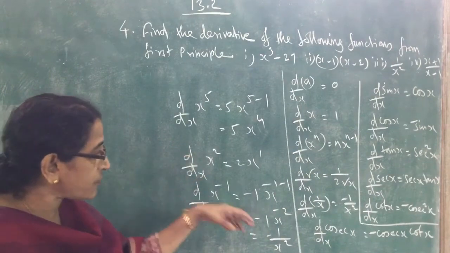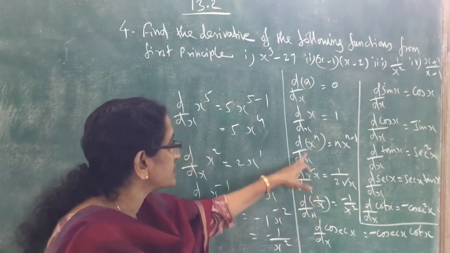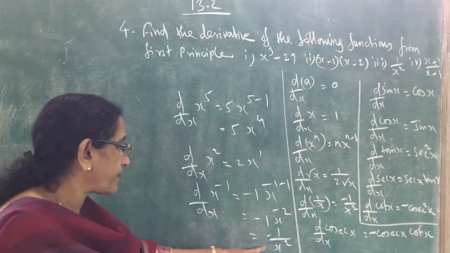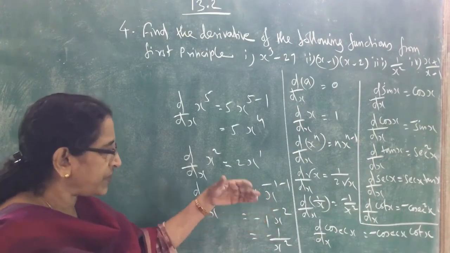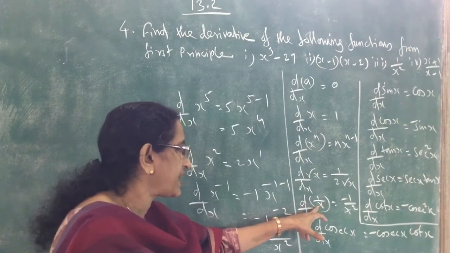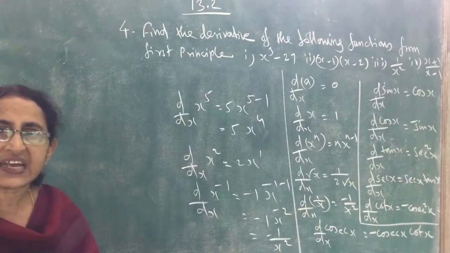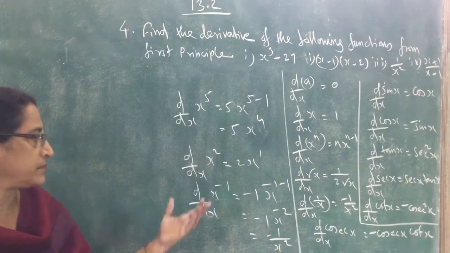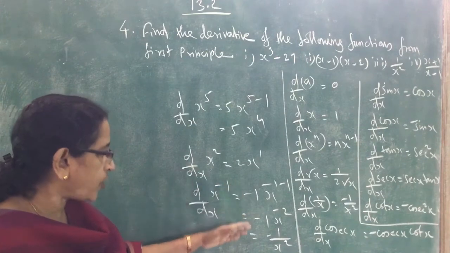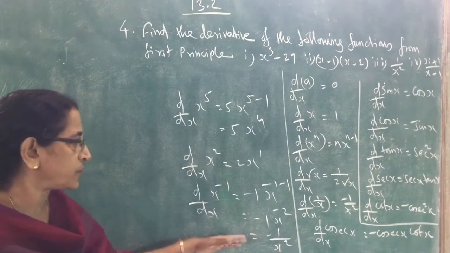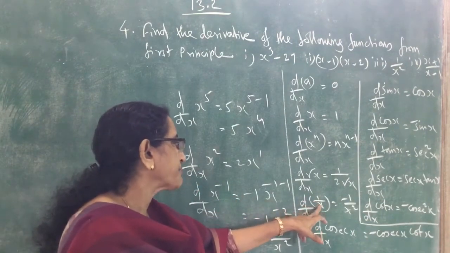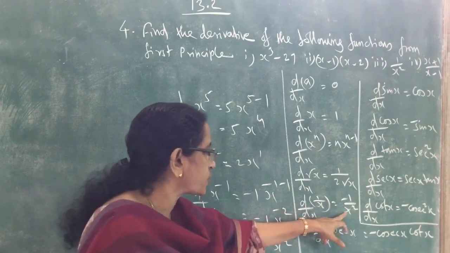So the derivative of 1 by x, we can find using this formula. So we get minus 1 by x square. But if you study by heart that the derivative of 1 by x is minus 1 by x square, we can apply it very fast. Using this formula also we can do it, but it takes time. So if you study that by heart, we can directly apply it.